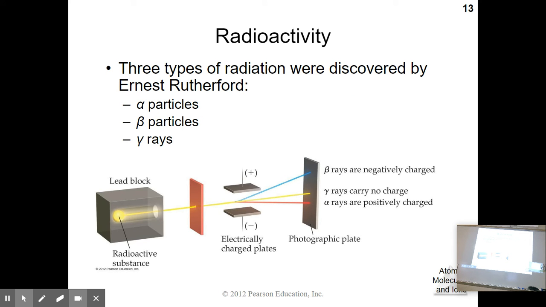Anyway, when are we going to talk about radioactivity? The three types of radiation. Rutherford, a big player in the idea of radioactivity. In fact, we study him more in this book than we do the Curies, at least in what we cover. Rutherford discovered these three types of radiation. We got alpha particles, beta particles, and gamma rays. Alpha, beta, gamma. Who made gamma radiation popular?